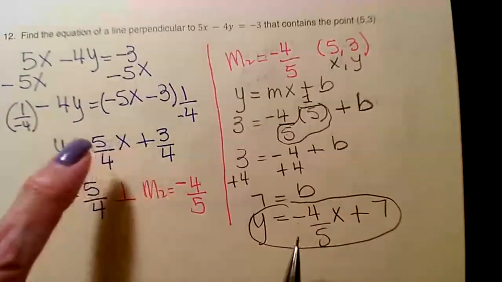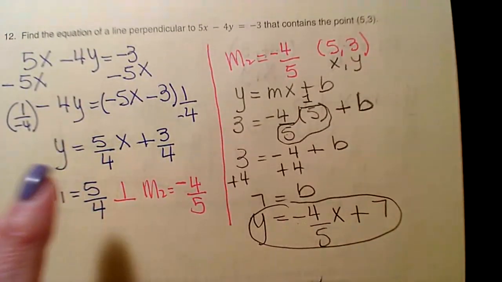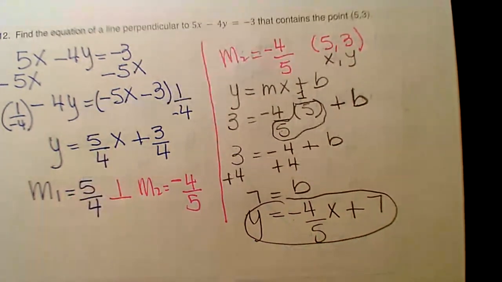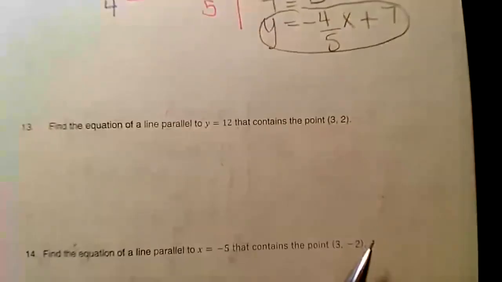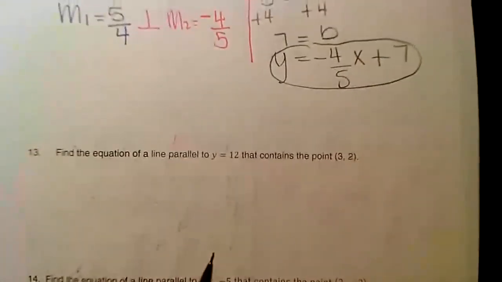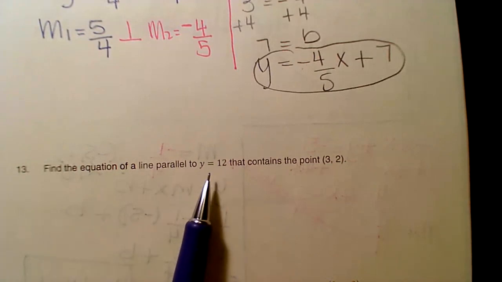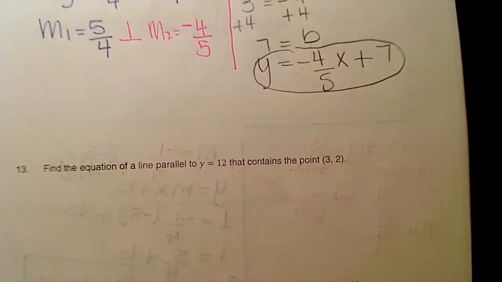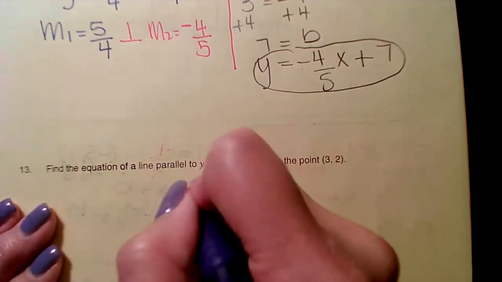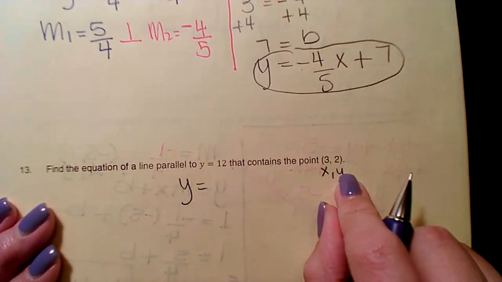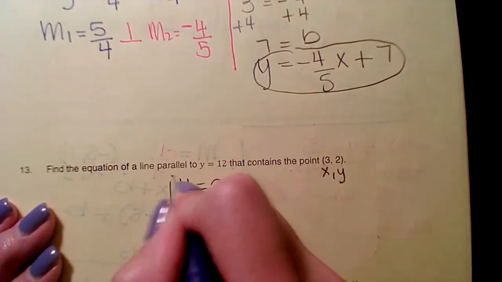Again, this one is the perpendicular to this line. You see the slopes are what? Opposite and reciprocal. Now, it says find the equation of a line that is parallel to y equals 12. And we said that when this happens, you're just going to look at the y coordinate here, which is what? 2.